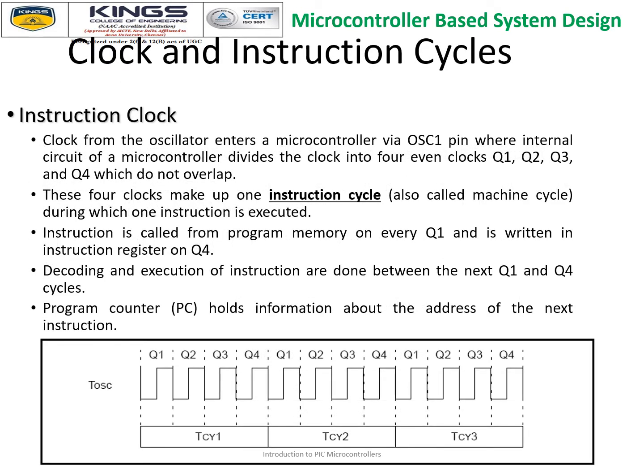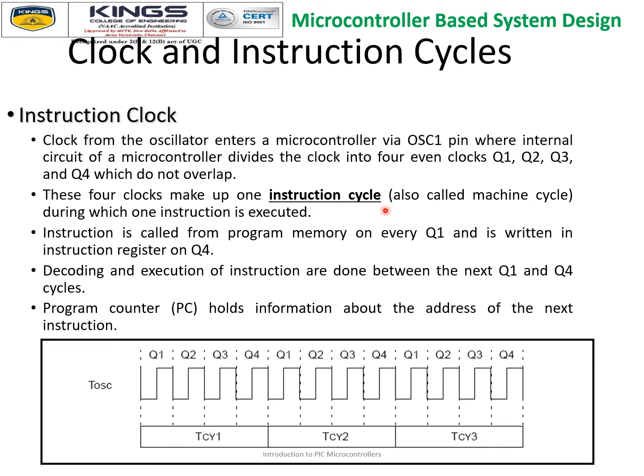So, instruction clock. The clock from the oscillator, that is either an RC circuit or an oscillator, enters through the oscillator 1 pin. It divides into 4 clocks, Q1, Q2, Q3 and Q4, and these clocks won't overlap with each other. These 4 clocks make up one instruction cycle. You can see here Q1, Q2, Q3, Q4, this is one instruction cycle. Once again, Q1, Q2, Q3, Q4, second instruction cycle, like that.